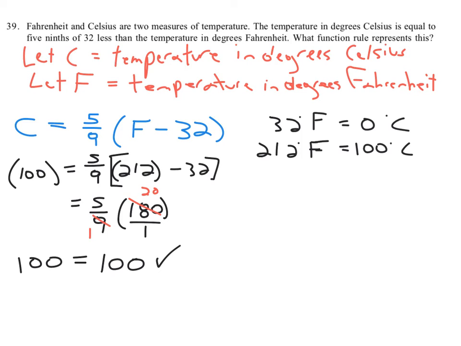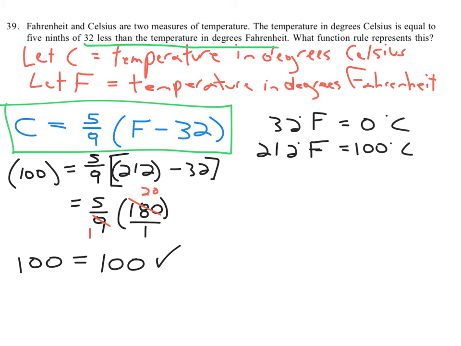Okay? That was just a little test. You weren't required to do that. What you were required to do is simply write the rule. But the rule is tricky because it says 5/9 of this amount. And so you have to do 32 less than the temperature in degrees Fahrenheit, or F minus 32, then take 5/9 of that. So this part has to be in parentheses, and then the 5/9 goes outside.